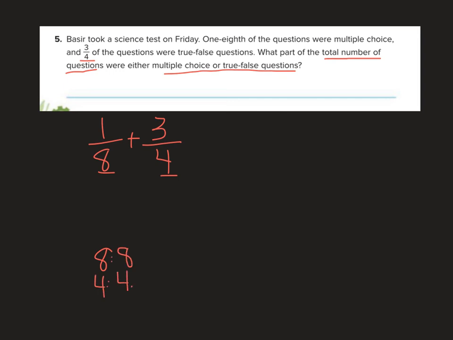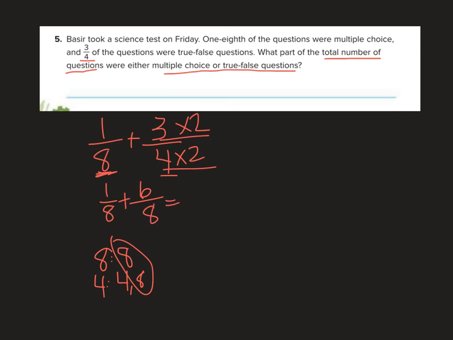4 goes into 8. So I'm going to multiply by 2, multiply by 2. This one's already 8, so I can just write it down. 3 times 2 is 6. 4 times 2 is 8. 7/8. So 7/8 of the questions were true, false, or multiple choice.